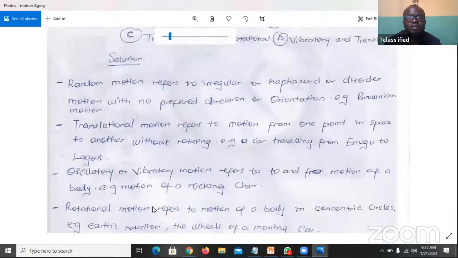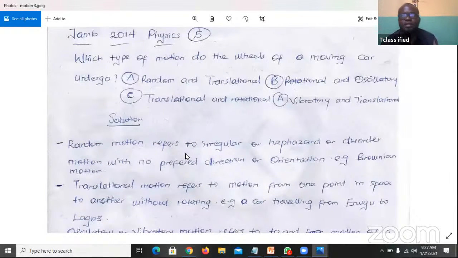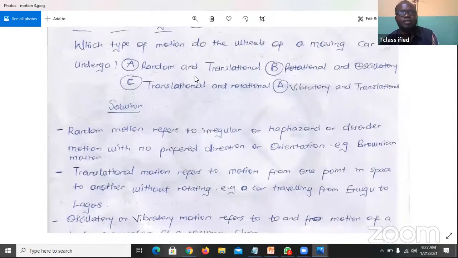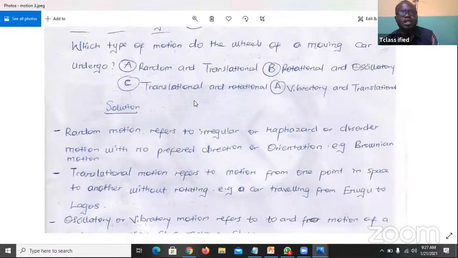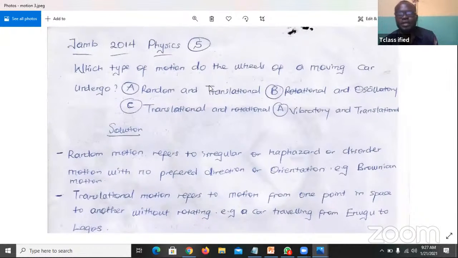So let's look at more problems under motion. Okay, which type of motion do the wheels of a moving car undergo? So when you're looking at the wheels of a moving car, what kind of motion do you observe there?